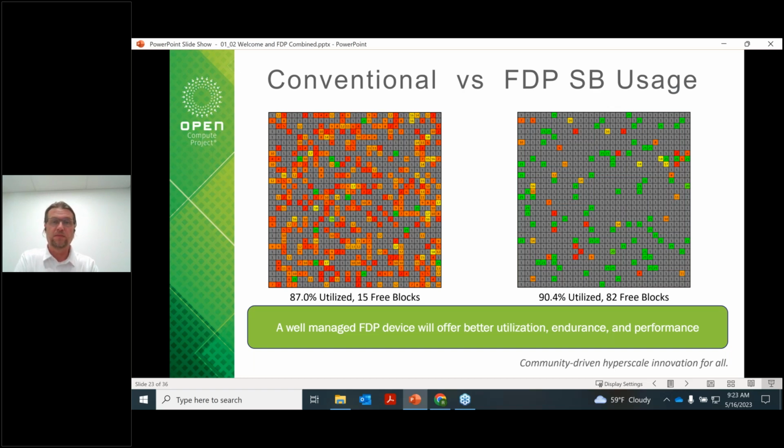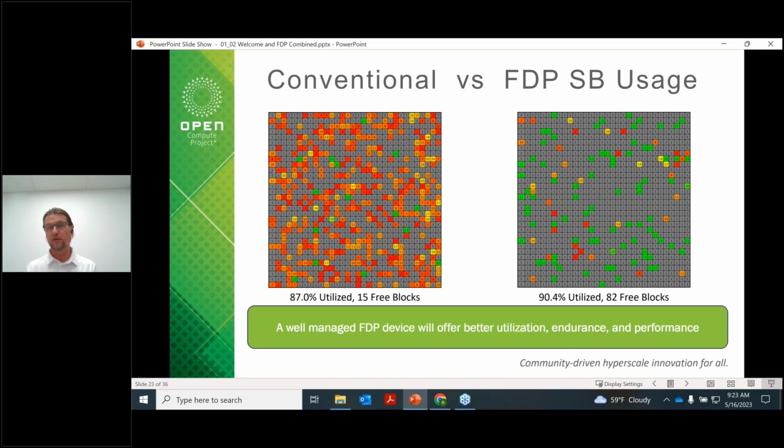So between the two of them, you can see that on the conventional one, there are only 15 free blocks and the drive is 87% utilized. And you can go to an FDP case on the right, and here there are 82 free blocks available and the drive is 94% utilized.